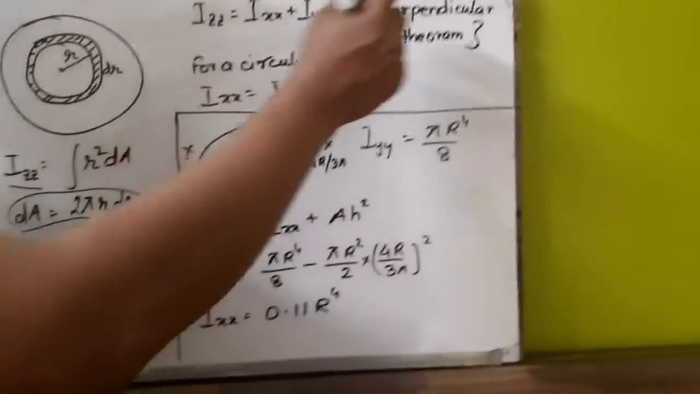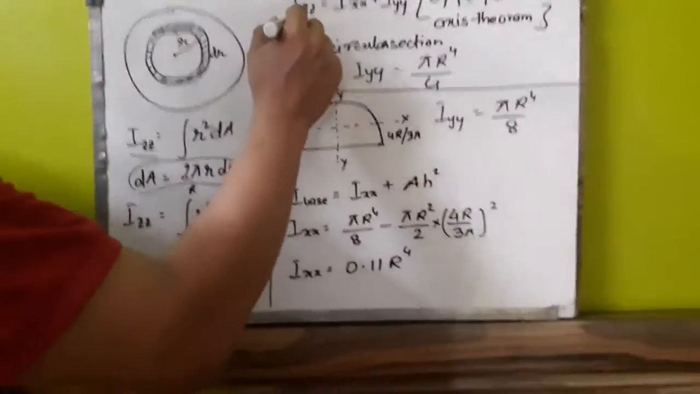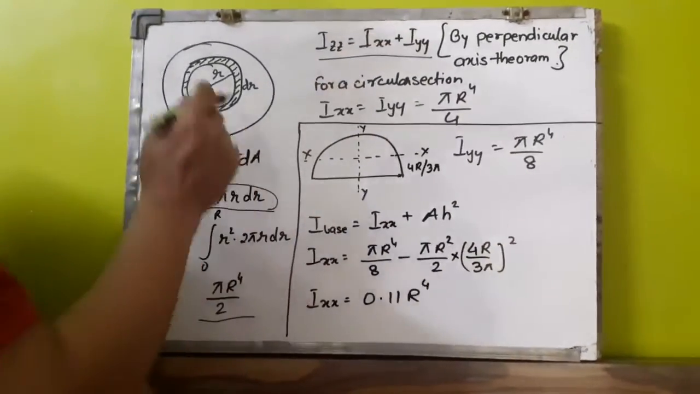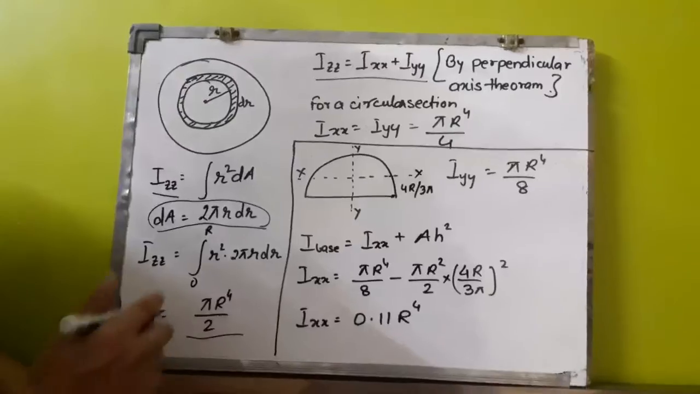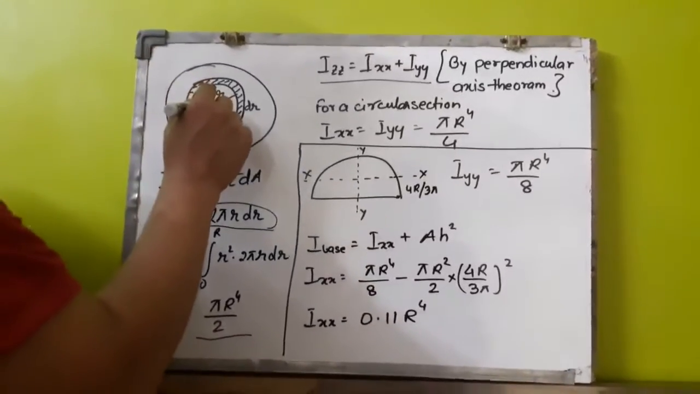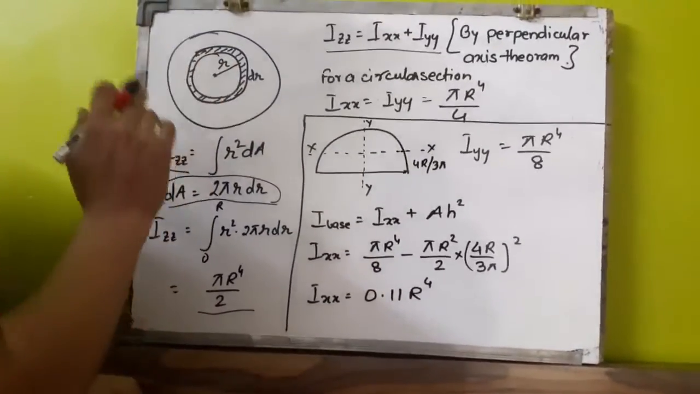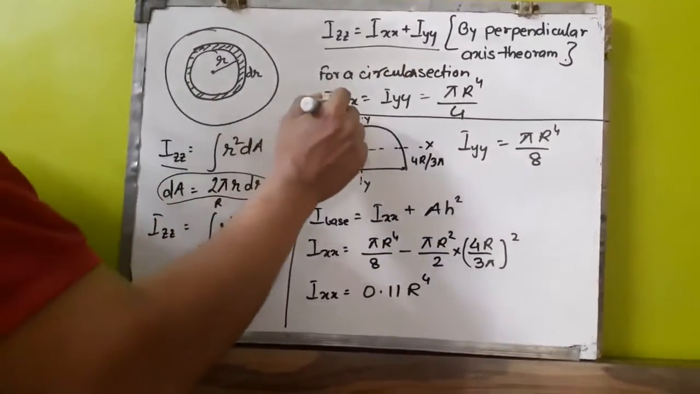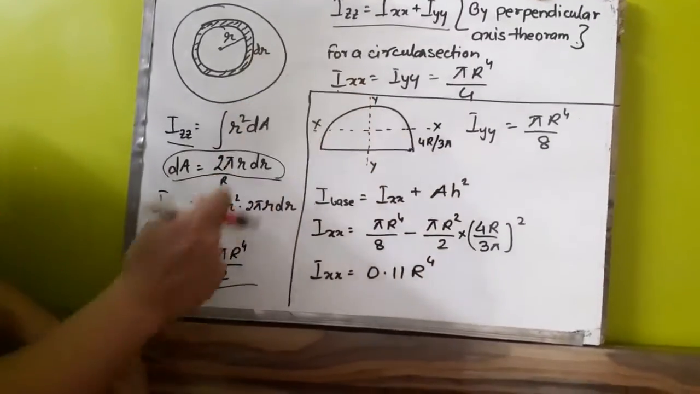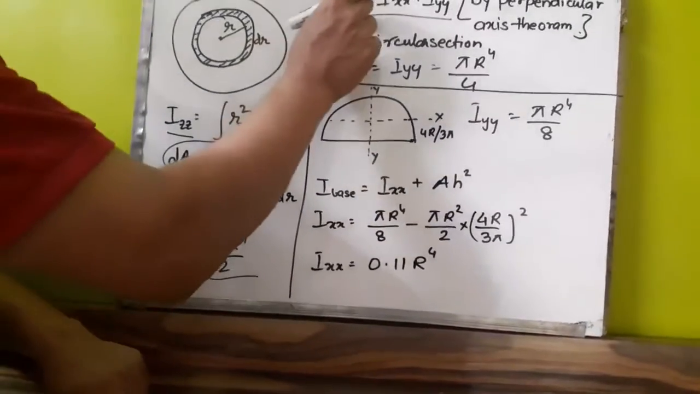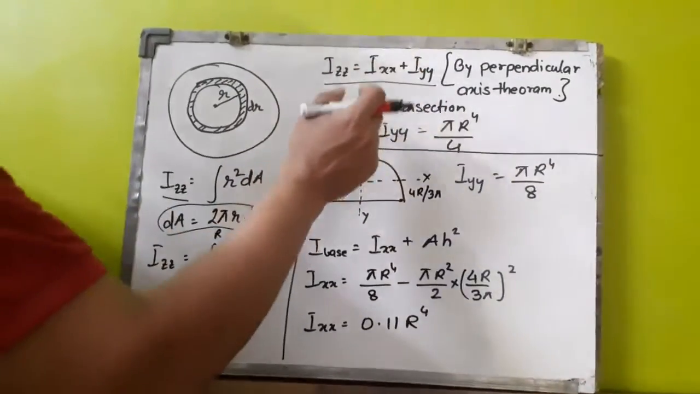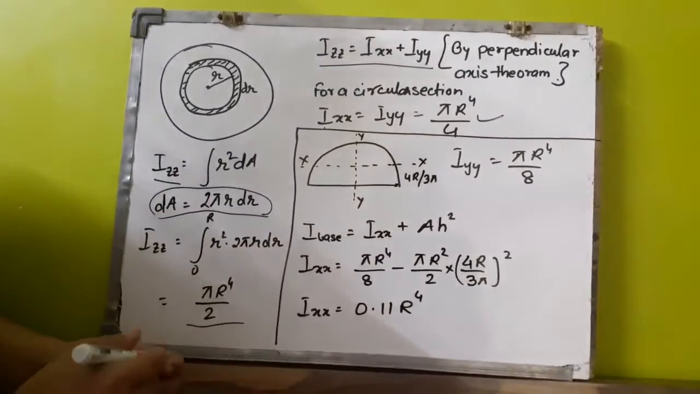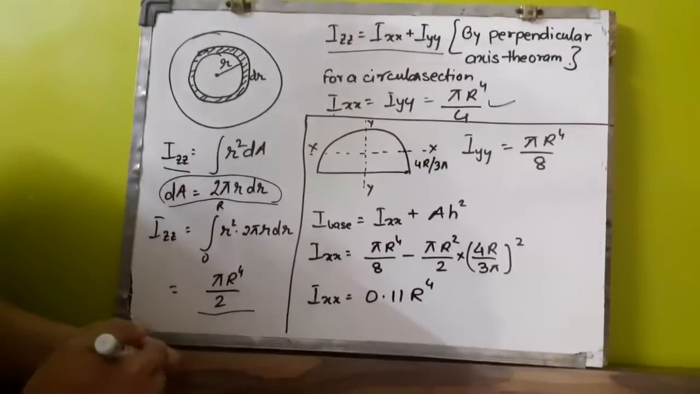Now by perpendicular axis theorem, we have already seen that Izz is equal to Ixx plus Iyy. So for a circular section, you can see that it has a number of axes of symmetry. The centroid lies exactly at the center of the circle, and it is symmetrical across all planes. So we can say that the values of Ixx and Iyy will be equal. That means Izz will be divided into two equal parts in the form of Ixx and Iyy, having values pi r to the power 4 by 4, where r is the radius of the circle.